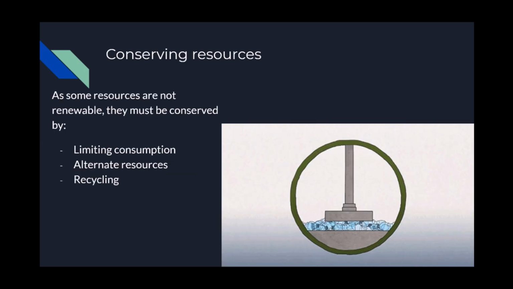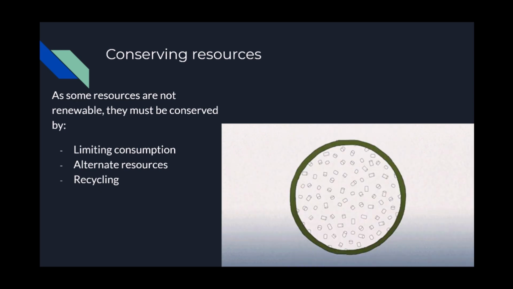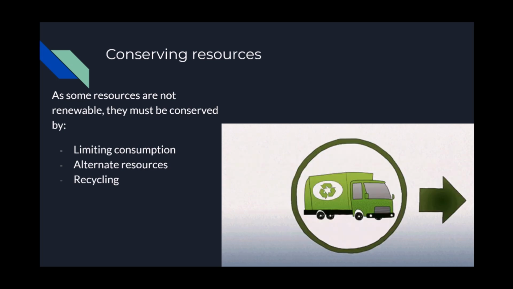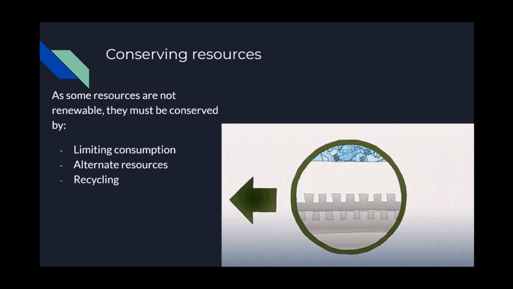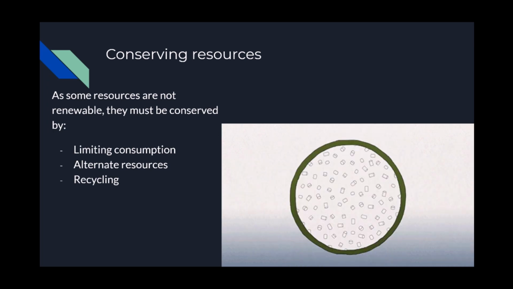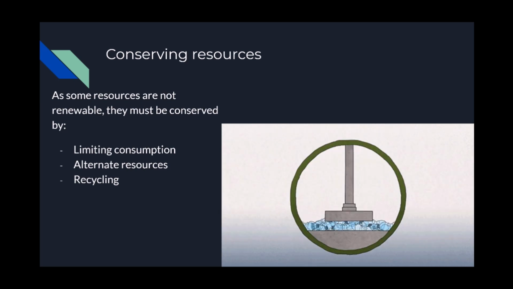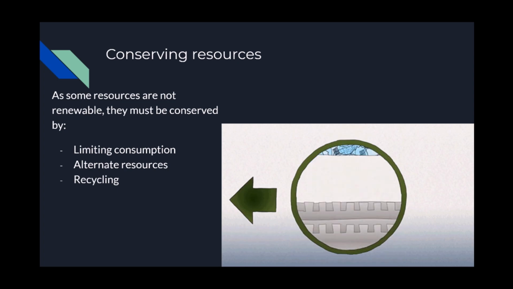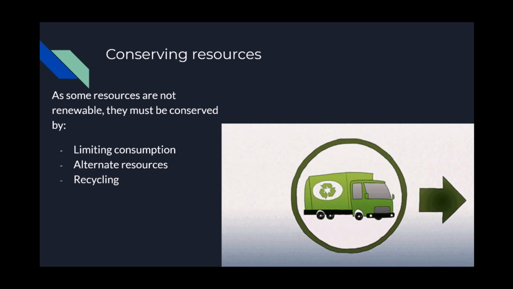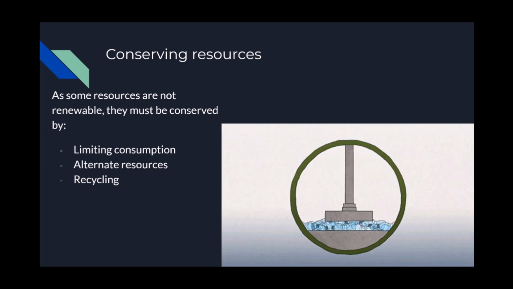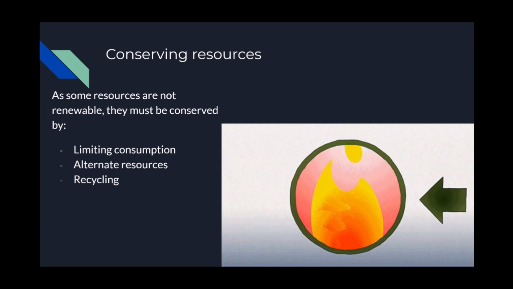So, conserving resources. Now, because there are a number of resources that are non-renewable, we need to try and conserve them. And three ways we can do that are by limiting consumption, so how much we're using, using alternate resources, and by recycling. So for example, plastic bottles: the plastic actually comes from fossil fuels. Fossil fuels take a very long time to produce, and we use them at a much faster rate than they are produced. So one way that we can maintain our supply of plastics is by recycling them.